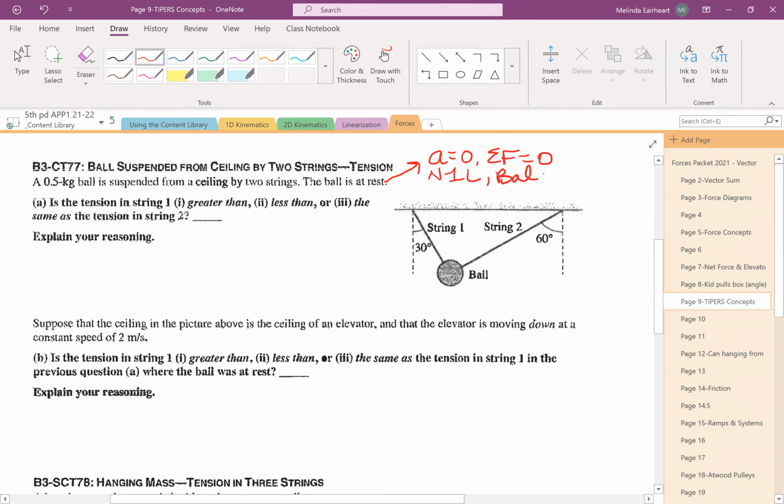And so all the forces are going to be balanced. All the horizontal forces are balanced. All the vertical forces are balanced. Question A, is the tension in string 1, which if you look in the picture is the left string, greater than, less than, or same as the tension in string 2, which is on the right? So angles are given. Is this a mirror image? Is it symmetrical? Are they equal?